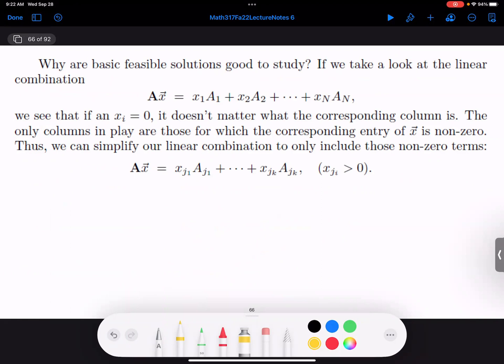So the next one is just basically, why are basic feasible solutions so good to study? Essentially, what it's telling us is that we can prune our matrix.